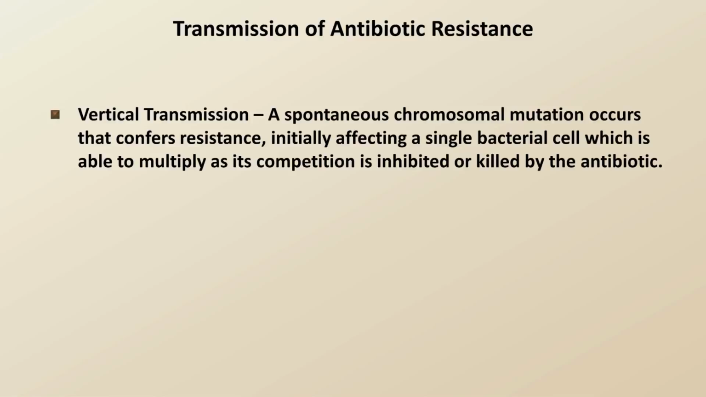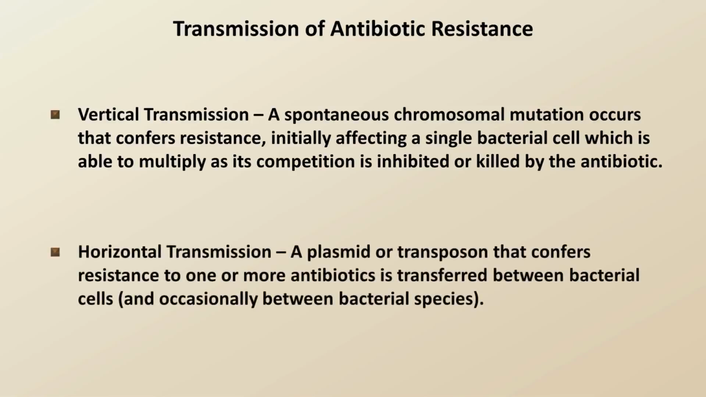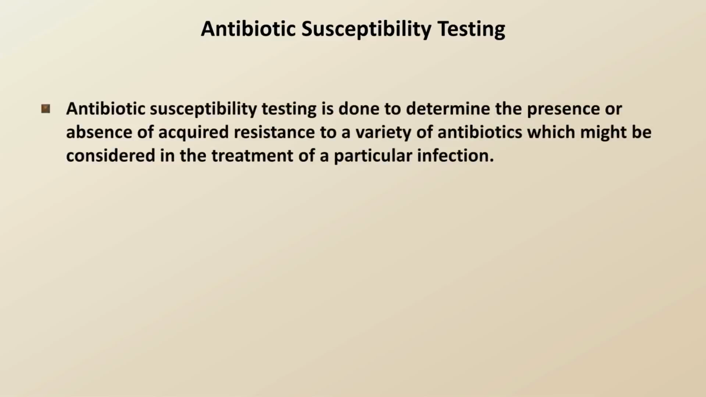The second possibility is predictably called horizontal transmission. This occurs when a plasmid or something called a transposon that contains one or more genes conferring antibiotic resistance is transferred between bacterial cells and occasionally even between bacterial species. At this point, I will move on to the next topic, antibiotic susceptibility testing. Susceptibility testing is done to determine the presence or absence of acquired resistance to a variety of antibiotics which might be considered in the treatment of a particular infection.